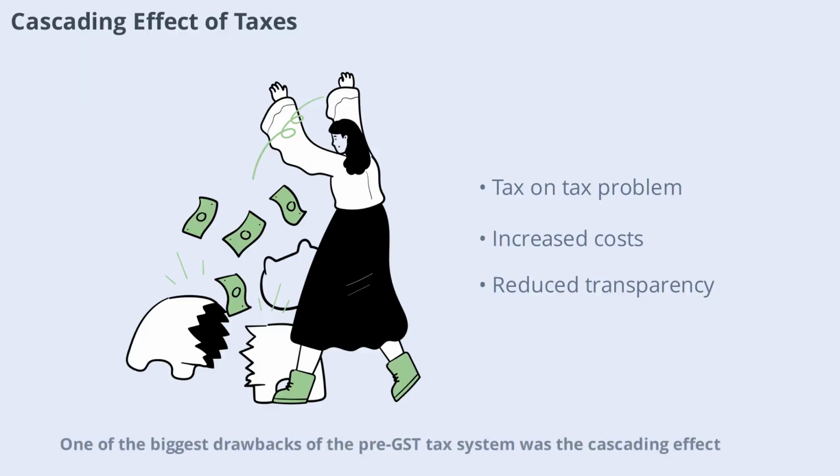One of the biggest drawbacks of the pre-GST tax system was the cascading effect, also known as tax on tax. For example, when goods were manufactured, the central government charged excise duty. When these goods were sold, the state government imposed VAT on the total price, which included the excise duty. This led to taxes being levied on top of other taxes, increasing the overall cost for consumers and reducing transparency.